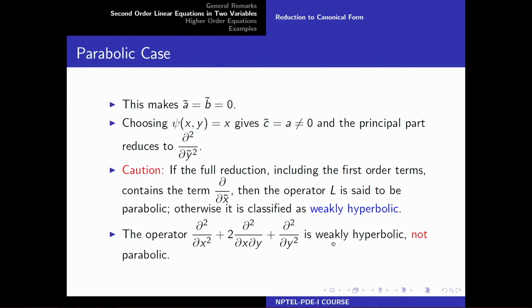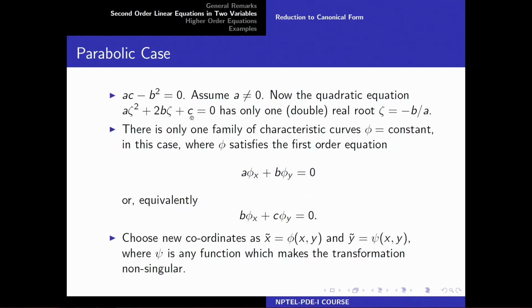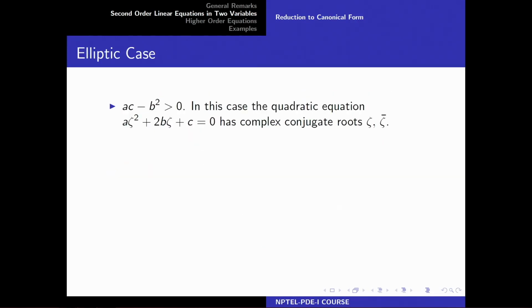Otherwise, usually you see in the textbooks, whenever AC minus B square is 0, you call it parabolic. But now you have some reservation. So, you do call it parabolic if some additional thing happens. Okay. So, we will see now some examples.